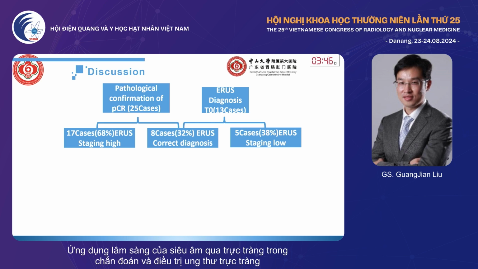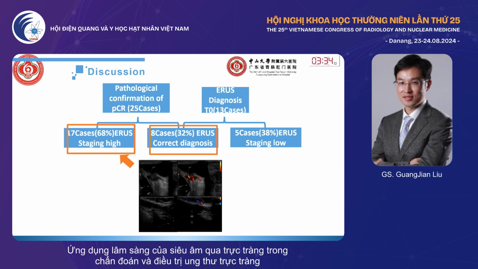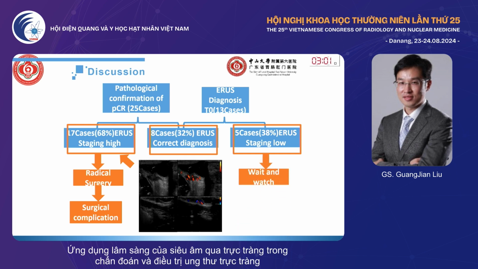In this group of patients, 25 patients achieved the PCR. By using ultrasound, we could only correctly identify 8 of them. In 17 cases, around 70% of the patients, were T-staged higher by ultrasound, which means these patients could have avoided surgery, but they had to undergo radical surgical resection and suffer some kind of surgical complication. In around 5 cases, we staged too low, which means there is a viable tumor. For this kind of patient, if they have the watch and wait strategy, and the tumor recurs, they may lose the chance for operation.